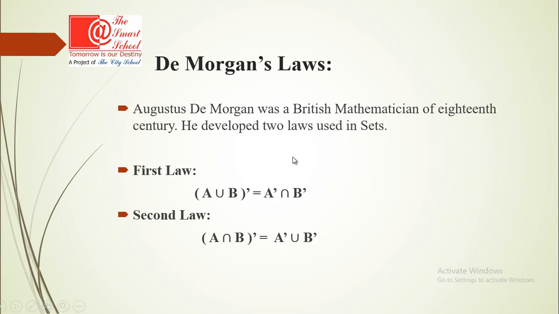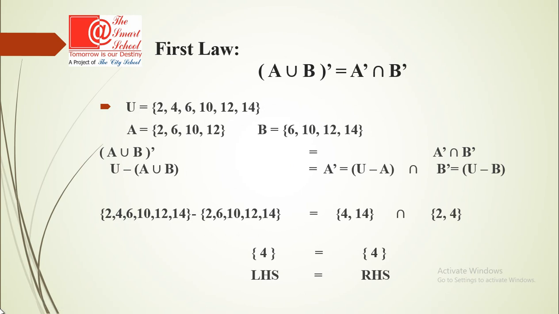Now we will see whether these really are the laws, so we have to prove these. We will take help of some examples. To prove (A union B) complement equals A complement intersection B complement, we are taking a universal set which has elements 2, 4, 6, 10, 12 and 14 in it. Now set A has elements 2, 6, 10 and 12, and set B has elements 6, 10, 12 and 14 in it.